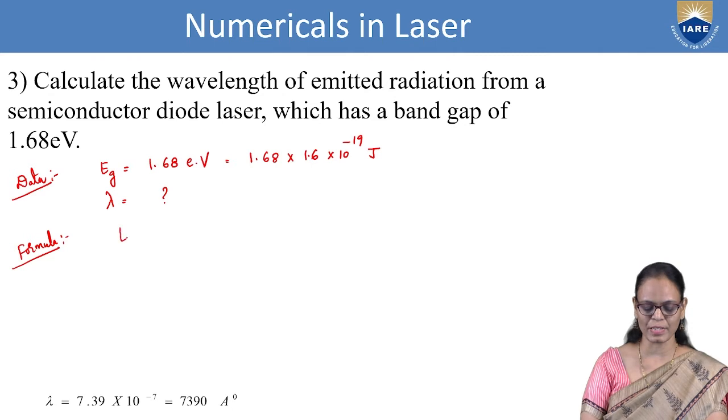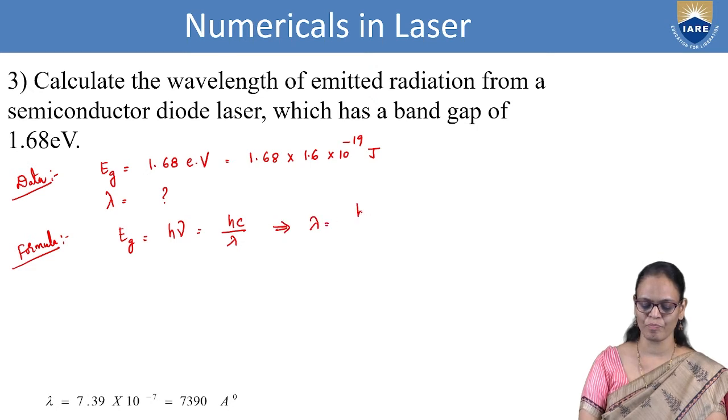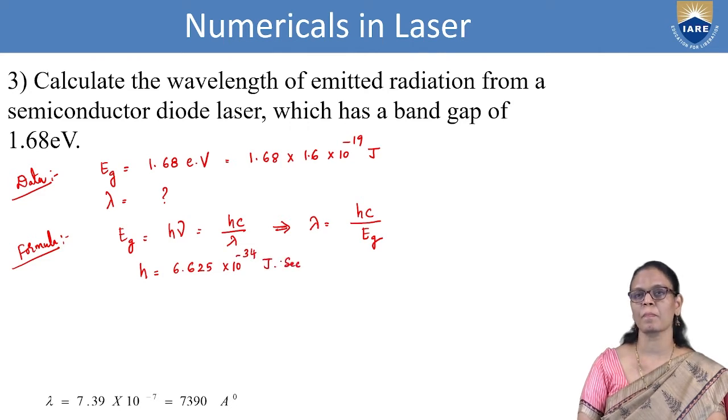We will first write the basic formula. Eg is equal to h nu or hc by lambda. This implies lambda will be equal to hc upon Eg, where the value of h is given by 6.625 into 10 power minus 34 joule seconds, and the value of c is given by 3 into 10 power 8 meter per second. So let us do the substitution.